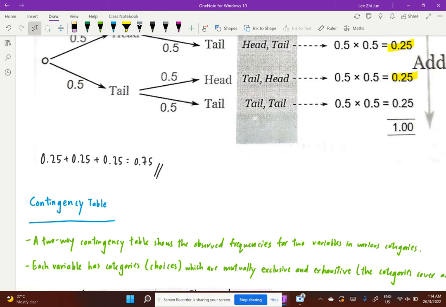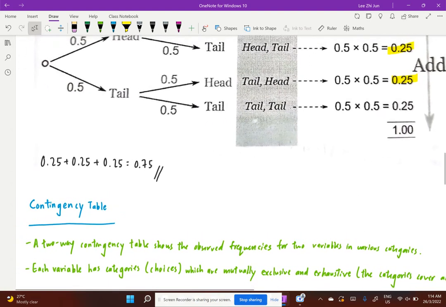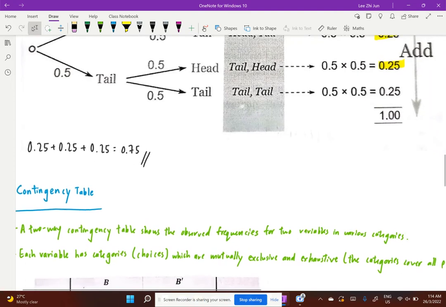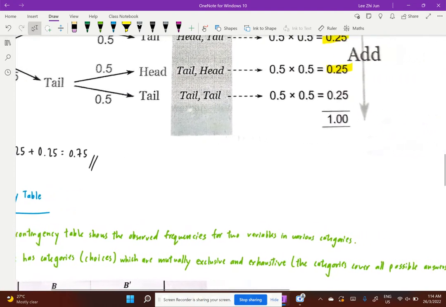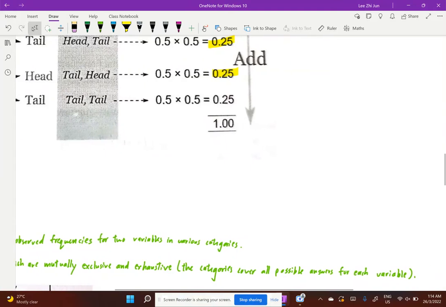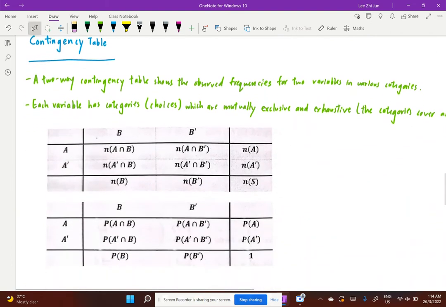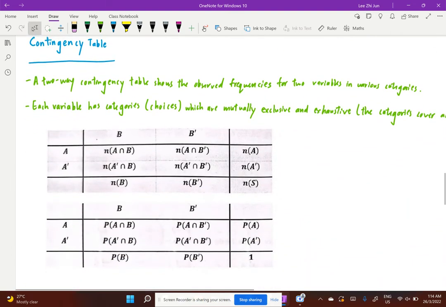A two-way contingency table shows the observed frequency for two variables in various categories. Each variable has categories or choices which are mutually exclusive and exhaustive. Exhaustive means the categories cover all the possible answers from each variable. So you just see the table. Right, this is exhaustive.